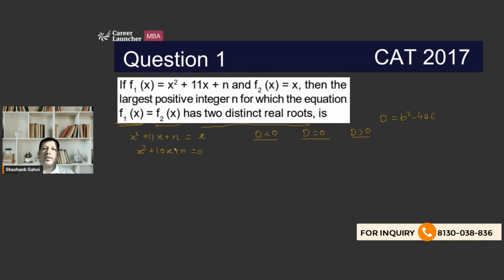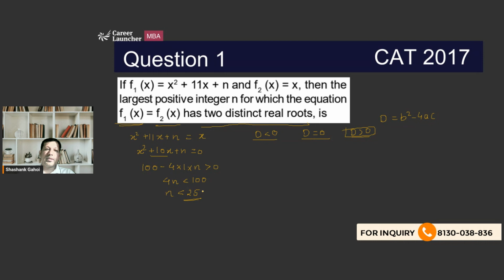So here I am going to use the third condition, because the question is talking about two distinct real roots. The value of b is minus 10, so b square is going to be 100, minus 4 into a into c, and that should be greater than 0. So I can say that 4n should be less than 100, so n should be less than 25.